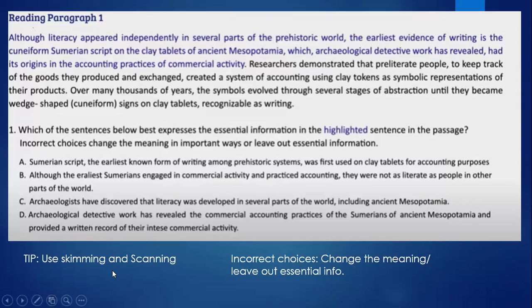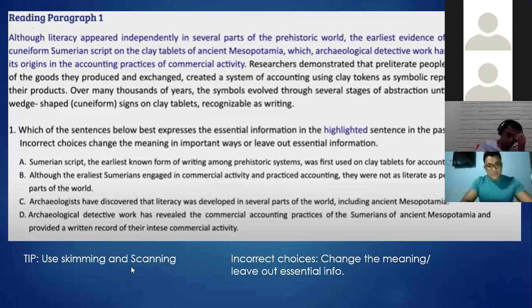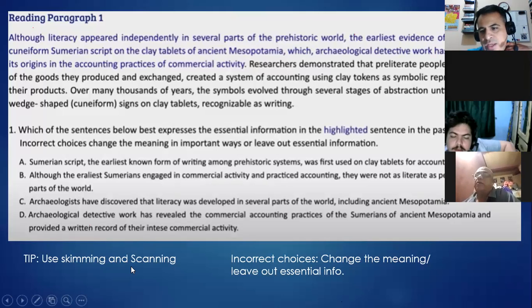Somebody has their microphone on. ¿Alguien tiene el micrófono? William, I think. Ya lo apagaste, okay, good. All right, very good.